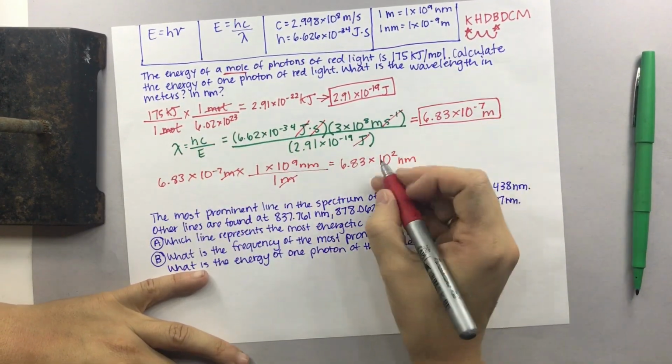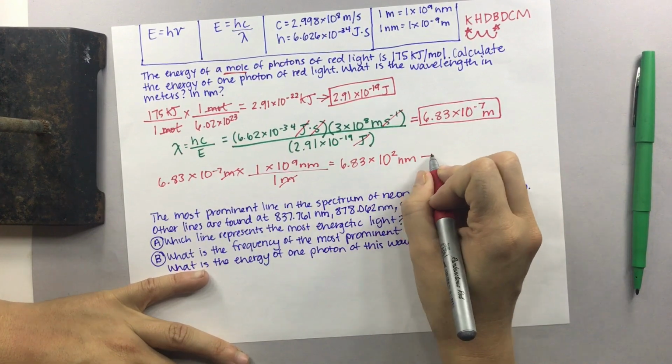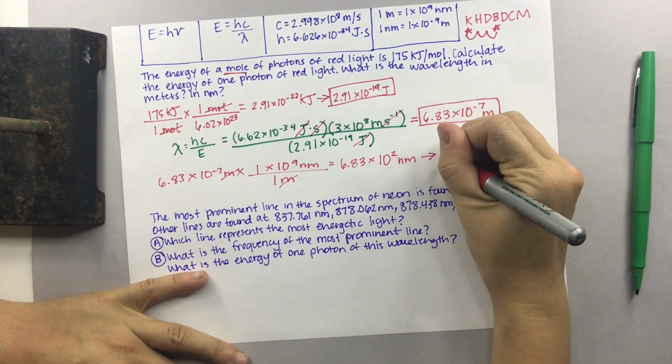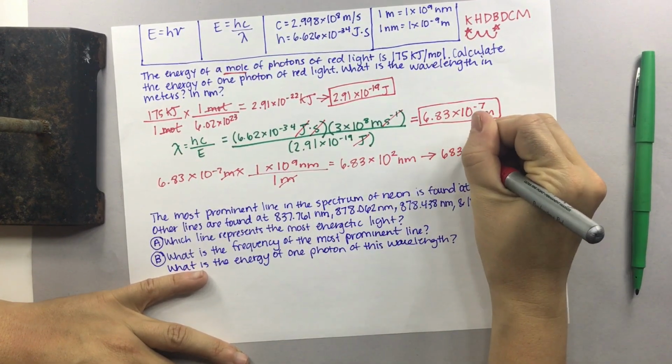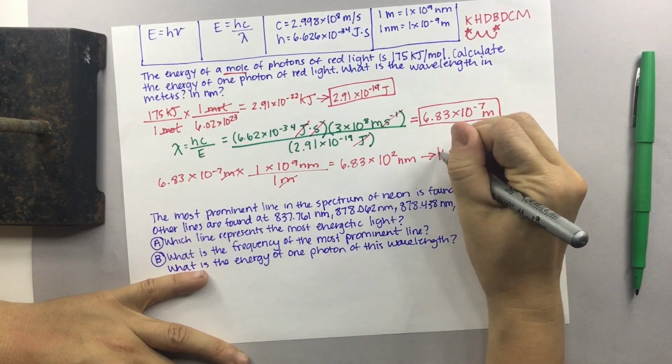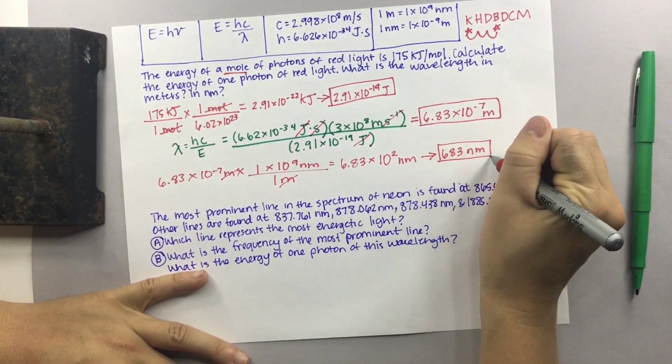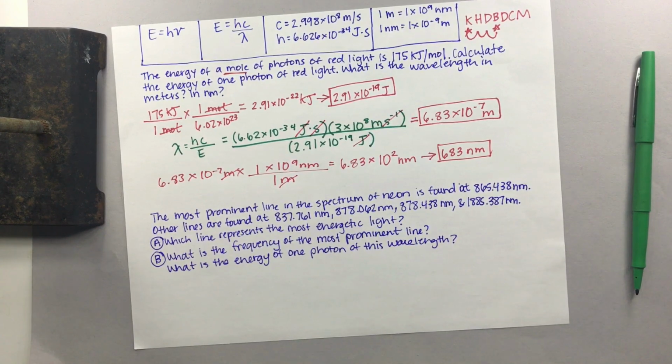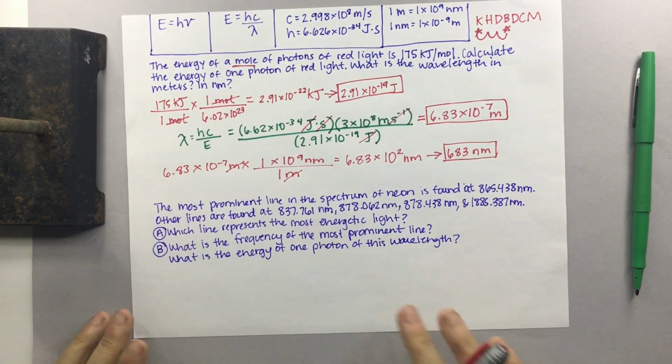This is in scientific notation, but that is the same thing as saying 683 nanometers. I would accept either answer. So that one's good to go. I answered all 3 parts. Now, down here at the bottom, this one's actually much easier.